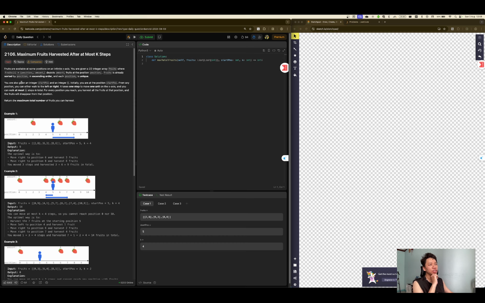You are also given an integer startPos and an integer k. Initially, you are at the position startPos. From any position, you can either walk to the left or right. It takes one step to move one unit. You can walk at most k steps in total. You harvest the fruits at the position. So clear. Return the maximum total number of fruits you can harvest.